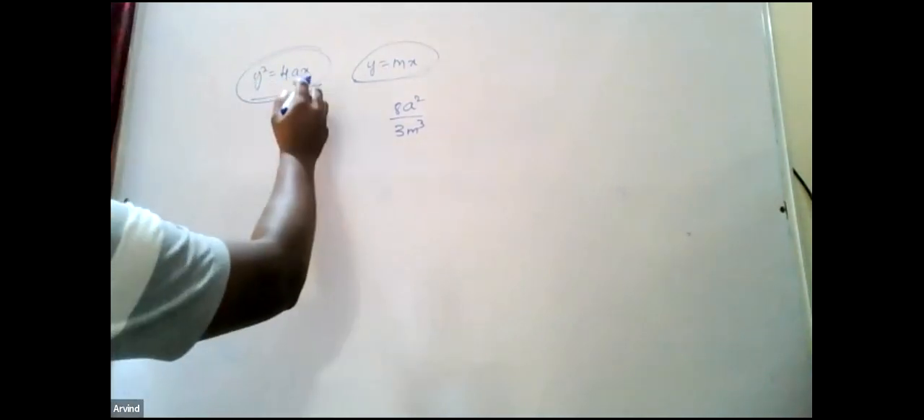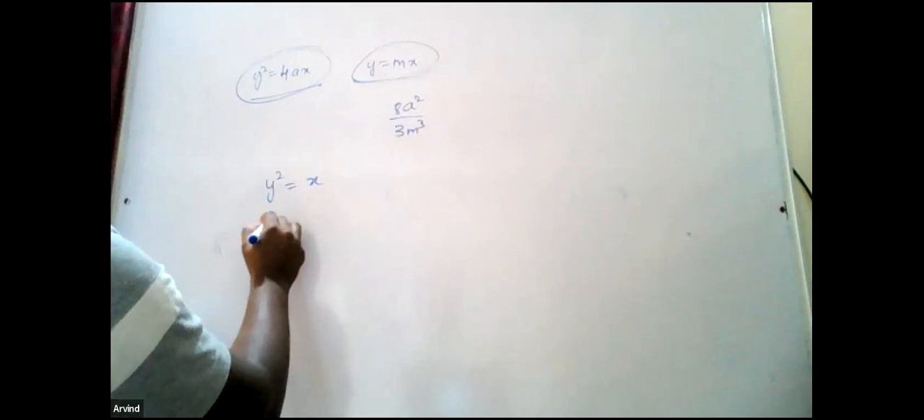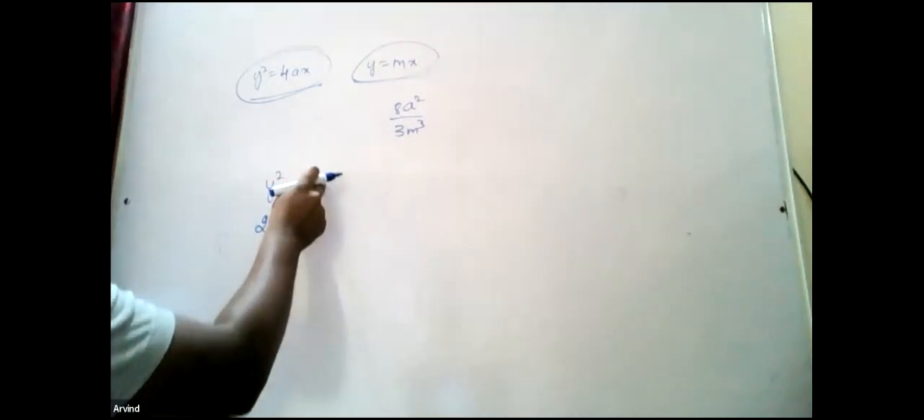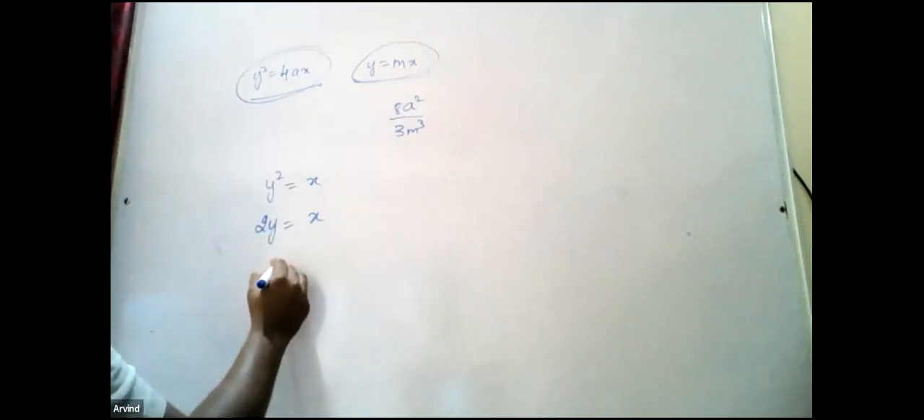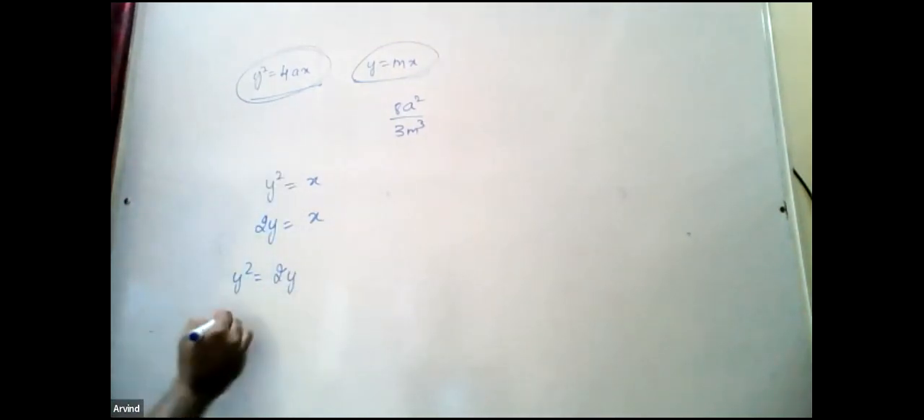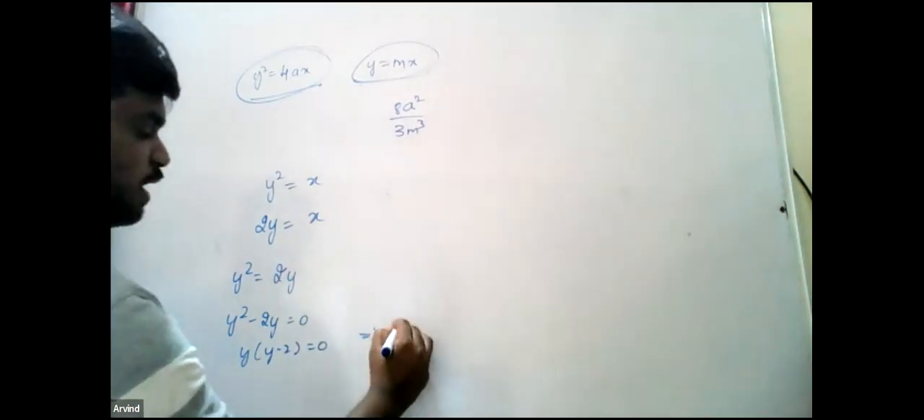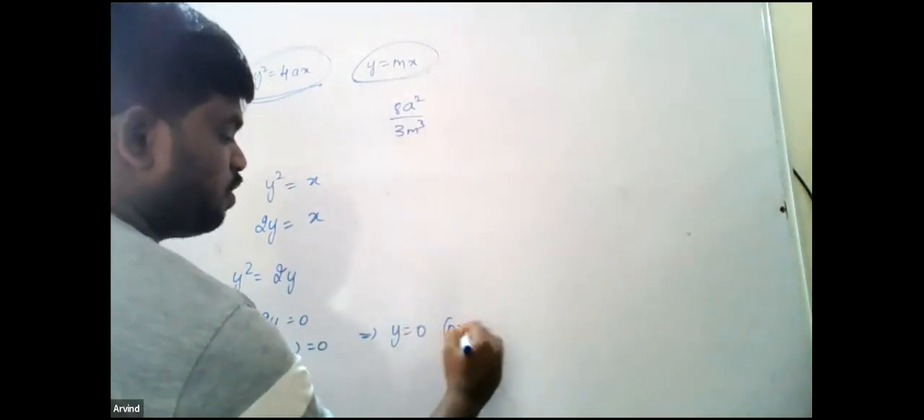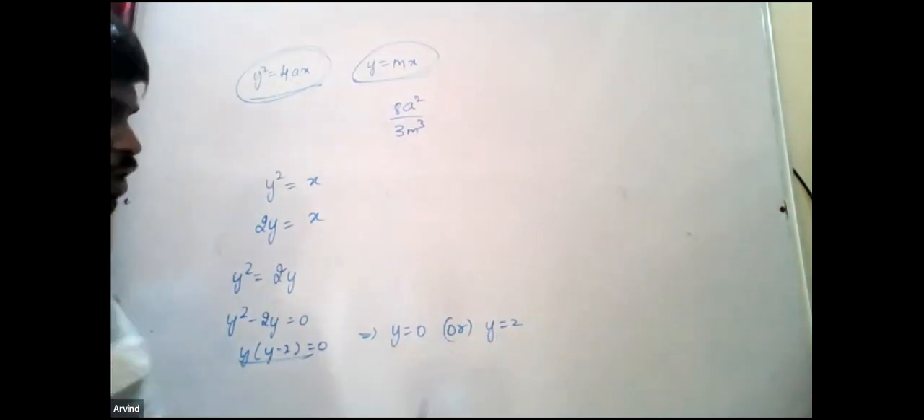Y square is equal to x, 2y is equal to x. So both the sides RHS same. I can equate this. So y square is equal to 2y. Get this 2y this side. Y square minus 2y is equal to 0. Therefore y of y minus 2 is equal to 0, which implies you will get two values. Y is equal to 0 or y is equal to 2. So we have got the values of y.